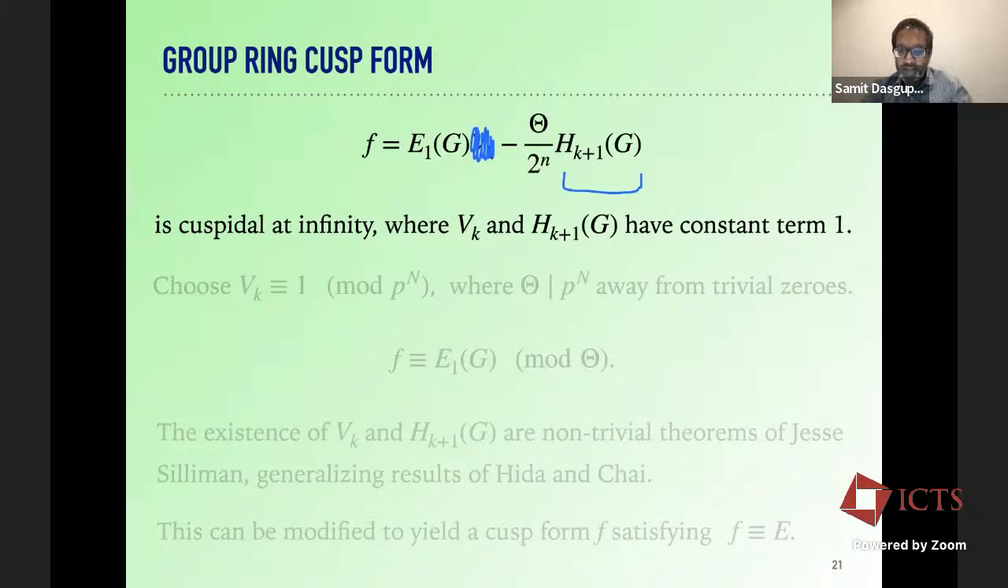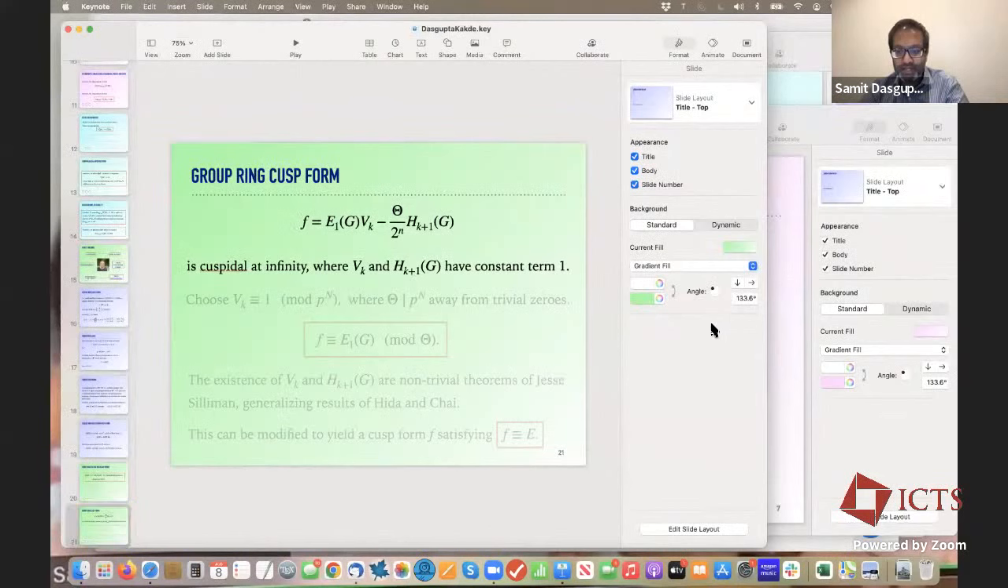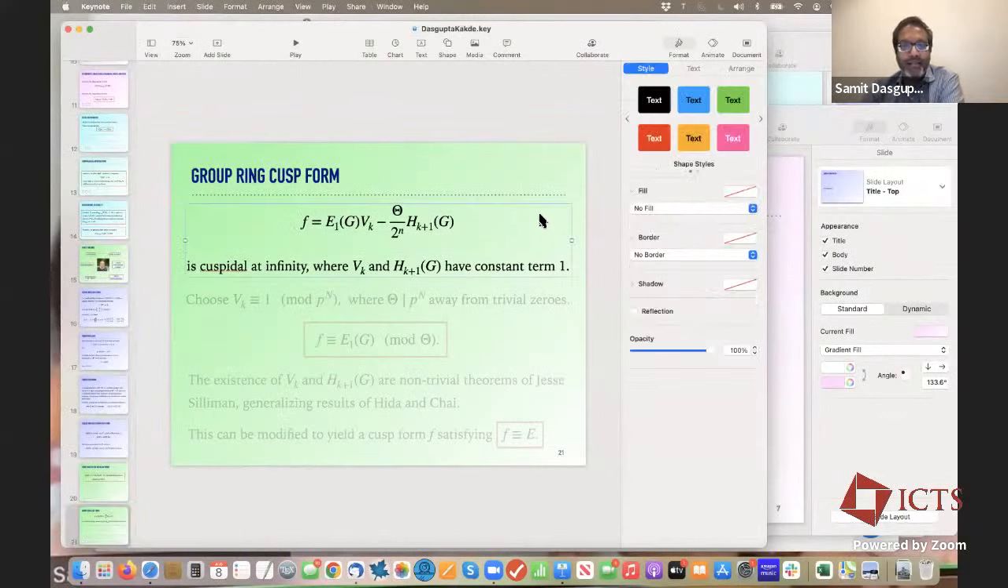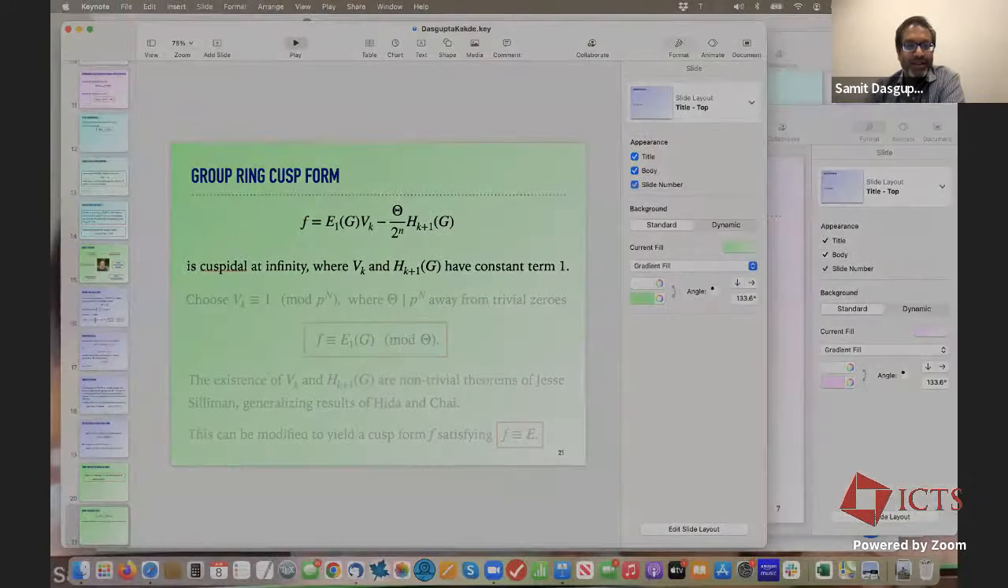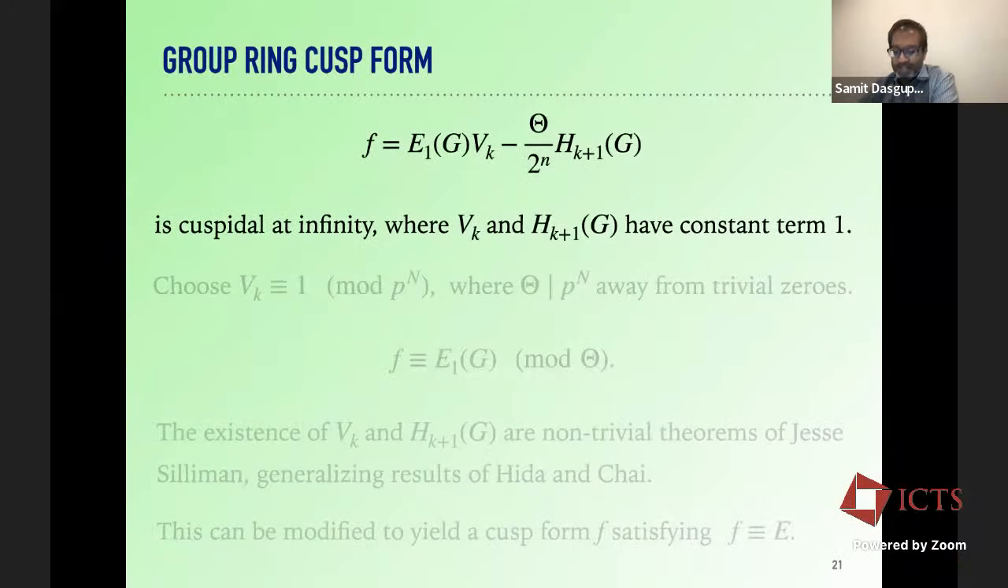Sorry, I see that there's a chat message, but my screen is a little messed up, so I can't see the message. Let me try to exit. Oh, I said level. I think I meant to say weight. I apologize. Weight. Yeah, weight k plus 1. So you pass to a higher weight. Sorry, I think I said level. I apologize.